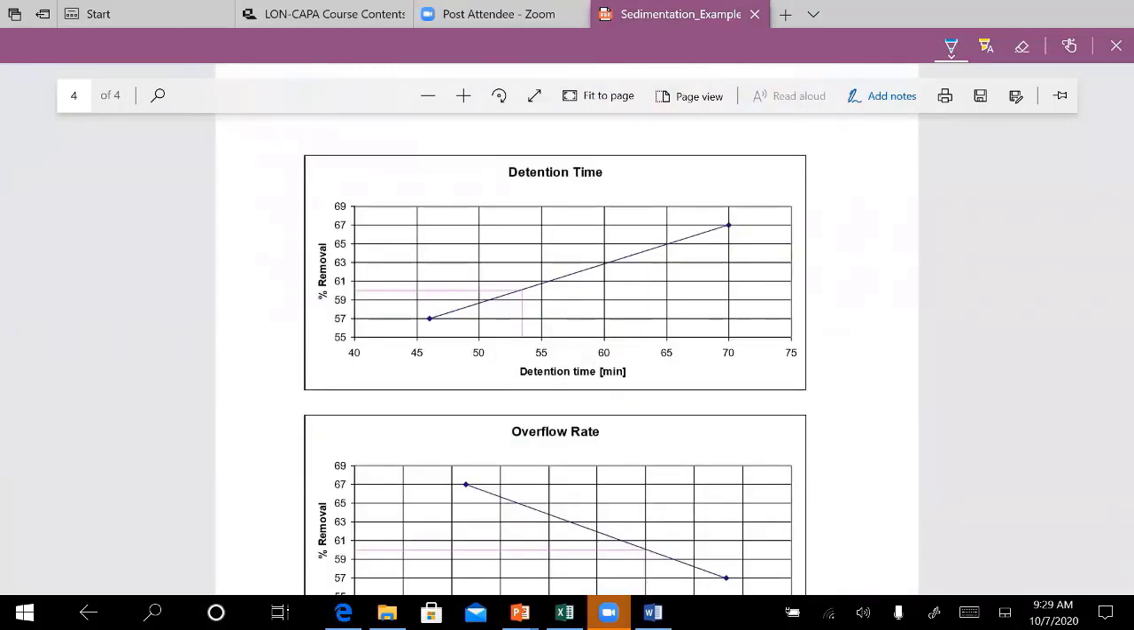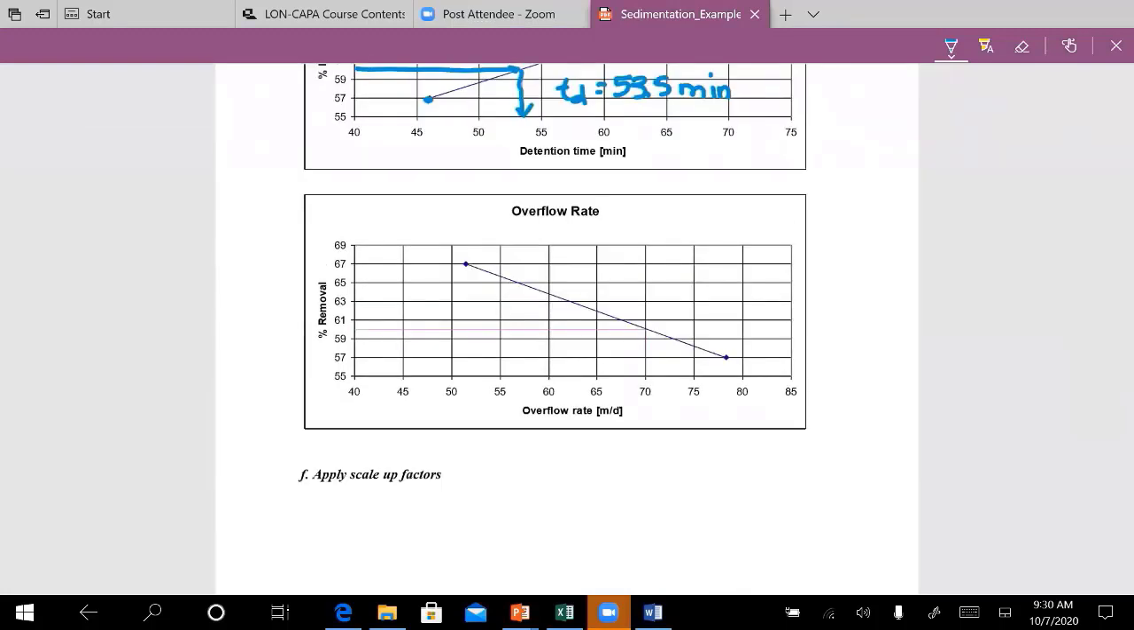Okay, so once I've done this, I'm now going to plot detention time versus percent removal. Because remember I said I'm bracketing this value? If I bracket the removal, I've plotted, this is my 2 data points. So I've got a detention time of 70 minutes, and I've got a detention time of 46 minutes. And at 46 minutes, I achieved 57% removal, 67 at 70 minutes. What I want is 60% removal. So that occurs at a detention time of about 53.5.